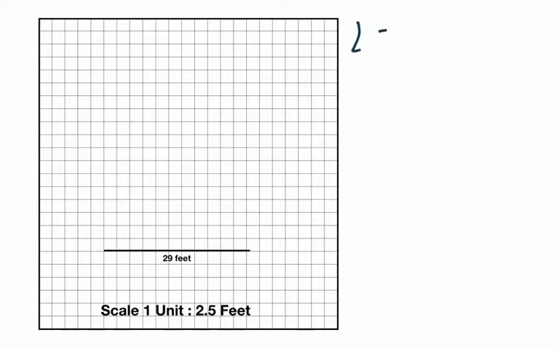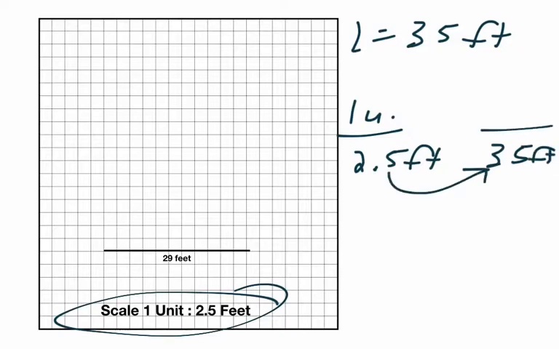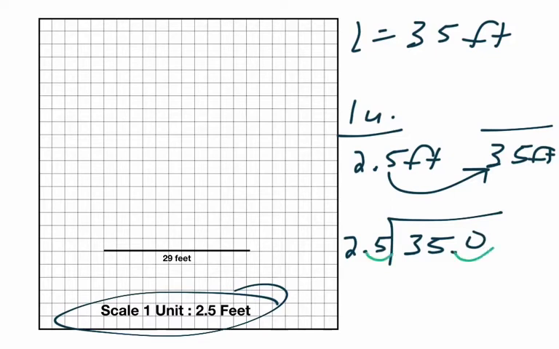Now I need to do the length. The length, when I measured it, was 35 feet, okay? So 1 unit, I'm going to go back to my scale. 1 unit equals 2.5 feet. Better get the decimal in there. Super important. Okay, well, what if this is 35 feet? Gotta find the proportional relationship in there. Gotta take 35 and divide it by 2.5, just like that. And see what we get.